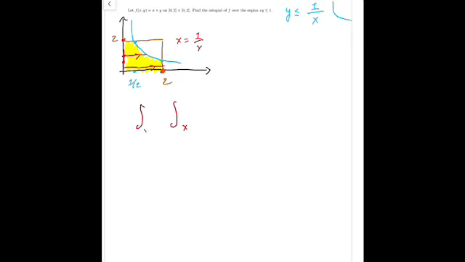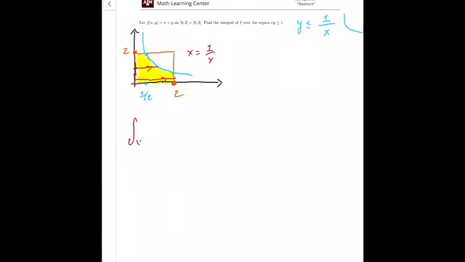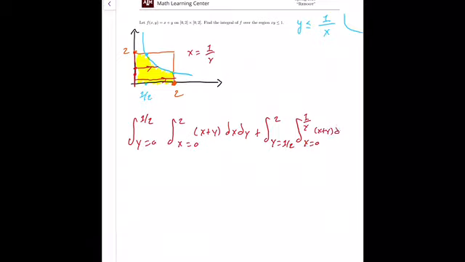So we have to split this integral into two integrals. The first integral, the outer integral, is y. It goes from 0 to 1/2. The inner integral is x, and it goes from 0 to 2, and we're integrating the function x plus y, dx dy. The second integral, the outer integral, goes from y equals 1/2 to y equals 2. And now the inner integral goes from x equals 0 to 1 over y, x plus y, dx dy.